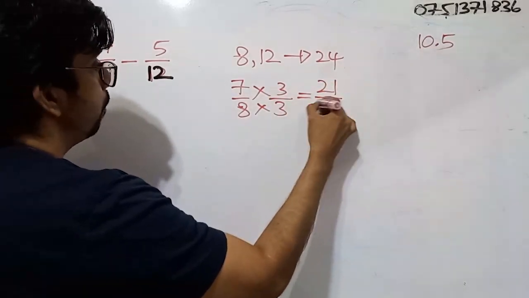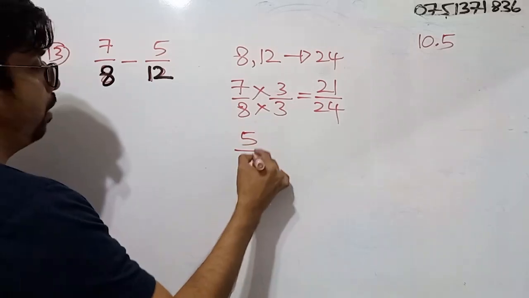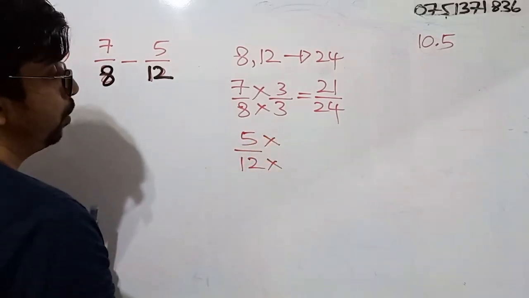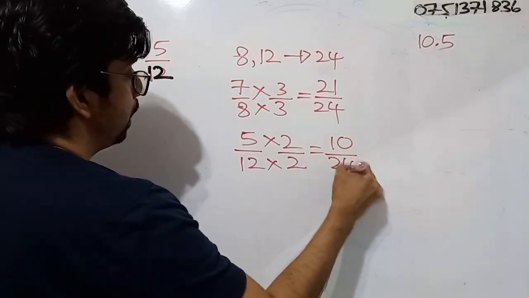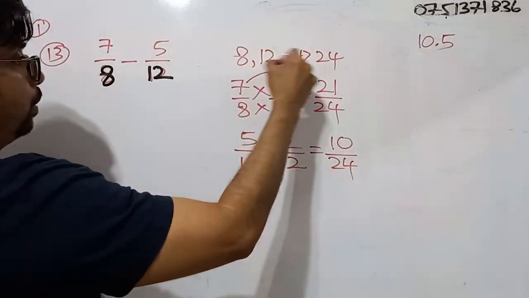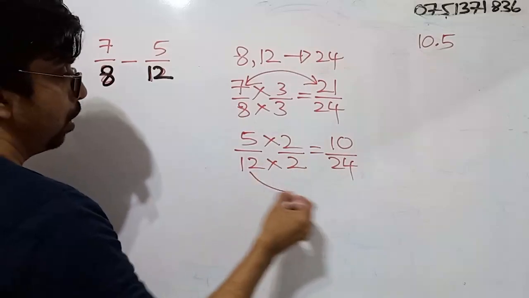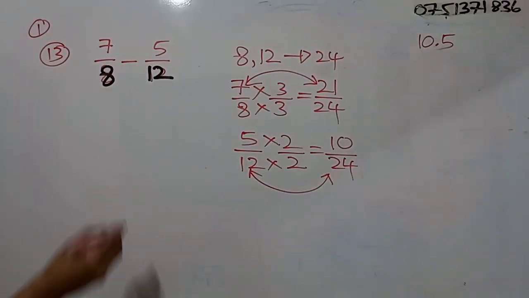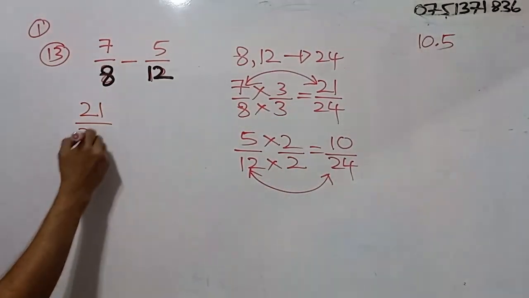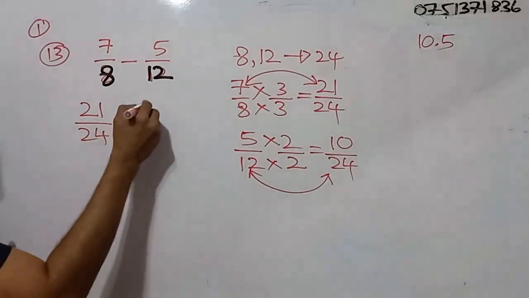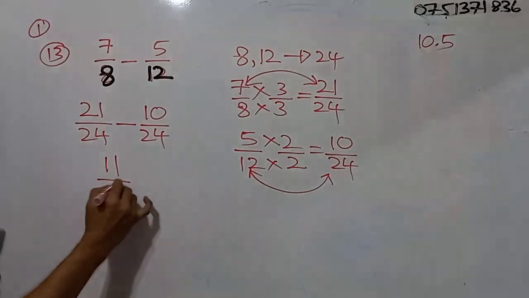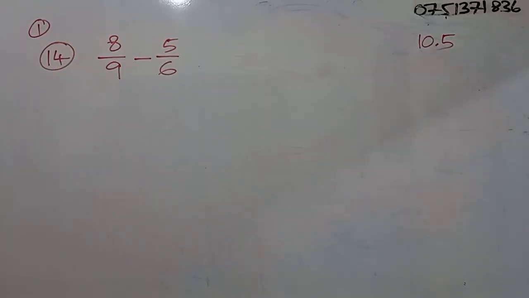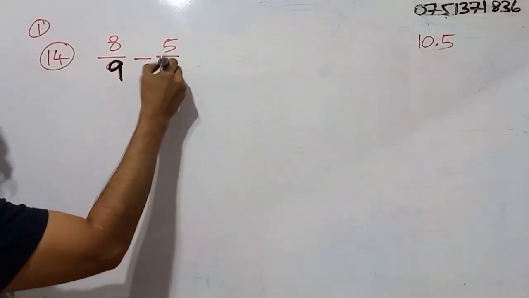So this becomes 21 by 24. 5 by 12, I will have to multiply both numerator and the denominator by 2. So this becomes 10 by 24. Now these two fractions along with these two fractions are what? Equivalent fractions. So this will be 21 by 24 minus 10 by 24. So what's the outcome of this? 11 by 24.